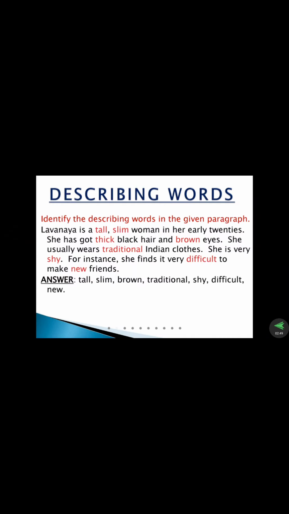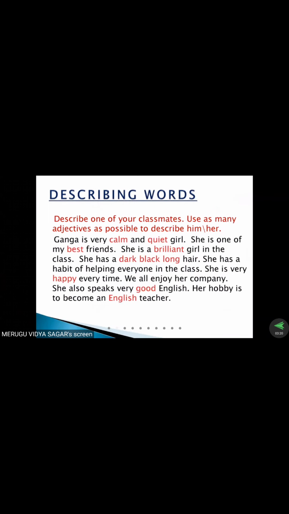Whatever paragraph I have given, I suggest you take a screenshot. These are very, very useful to know yourself how we can describe a girl, a person, by using the describing words or adjectives. How we can identify describing words in a paragraph, and how we can select the appropriate describing words from the given hints. From this point of view, we can learn the topic describing words.